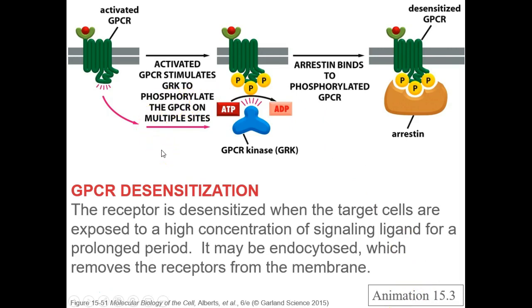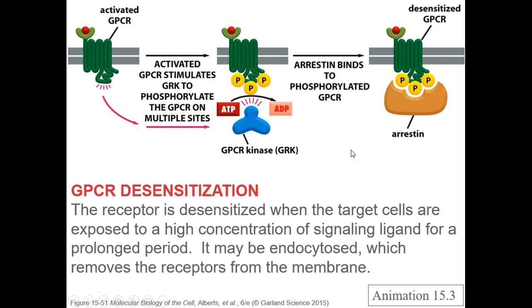But there are other ways that the cell has to make sure that if the cell is exposed to a high concentration of a signaling ligand for a prolonged period of time, the cell has ways of turning off the signal, and that's called desensitization. So one of the things that the cell could do is that maybe it could endocytose the receptor. There are G protein coupled receptor kinases that can phosphorylate the receptor, and then that could be followed by a binding of a protein called arrestin, and arrestin recognizes the phosphorylated receptor.